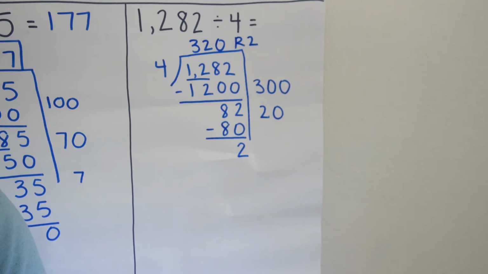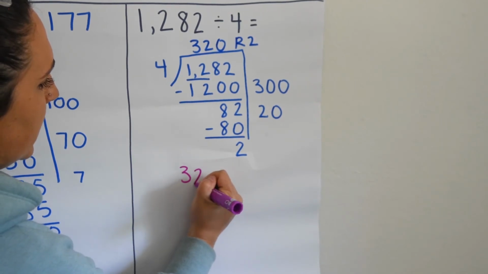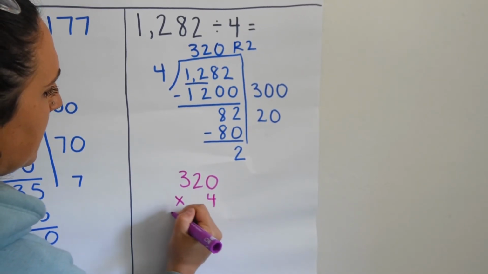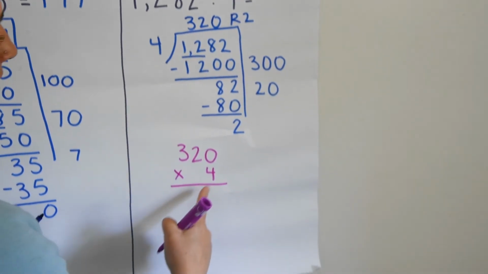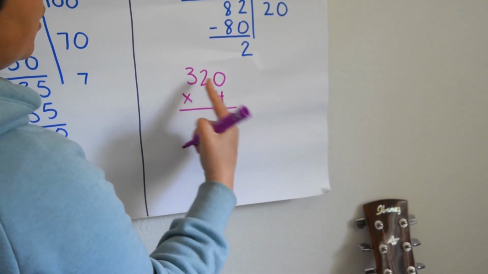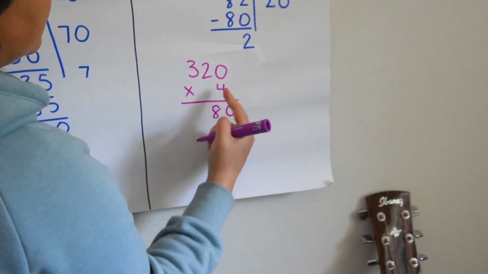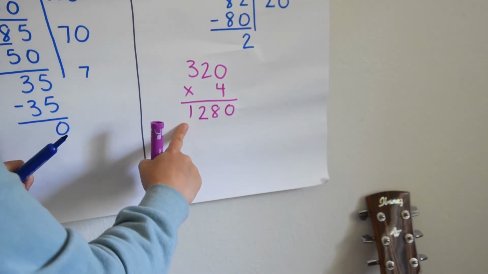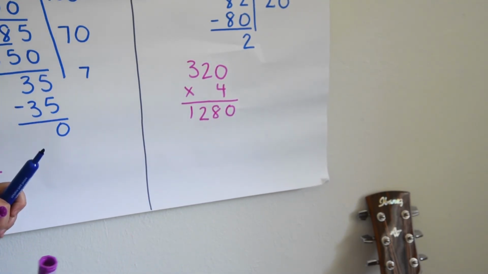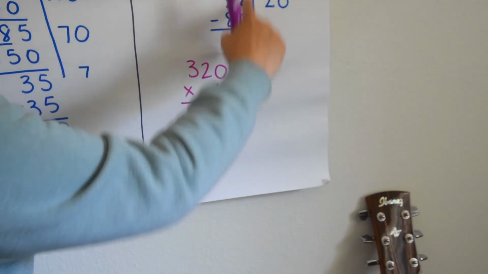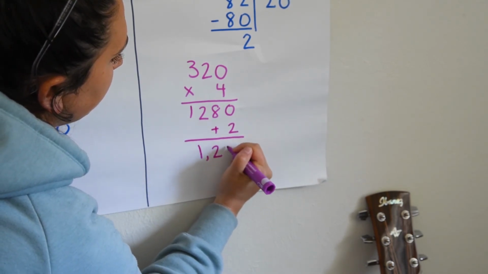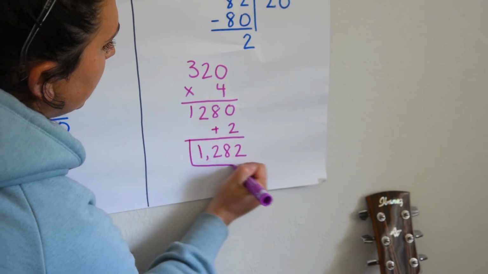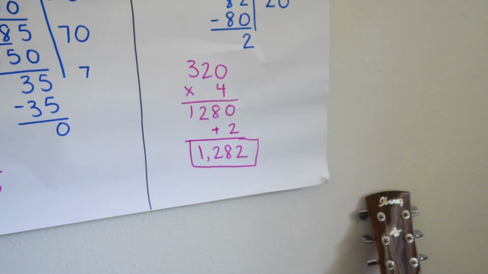Let's go back and I will show you how to multiply it and check to see if this is the correct answer. 320 times 4. Remember, our goal is to get 1,282 as our product. So 4 times 0 is 0. 4 times 2 is 8. 4 times 3 is 12. I have 1,280. The one thing you need to remember is whatever your remainder is, you add to your product. So our answer here is 1,282, which gives us the same as our dividend up here.